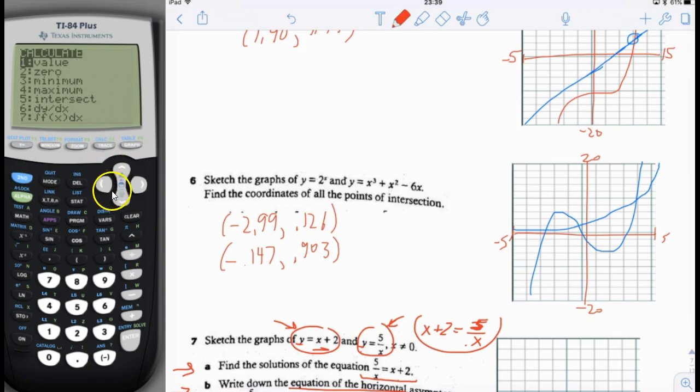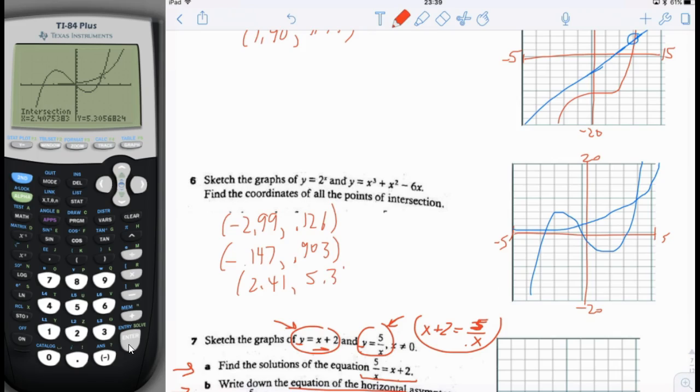Okay, next one. Second calc. We're going to find the rightmost point now. First curve, yes. Second curve, yes. Go to the rightmost point. Hit enter. 2.41, 5.31. Okay? So those are the 3 points of intersection. This one, and this one. And that's it.